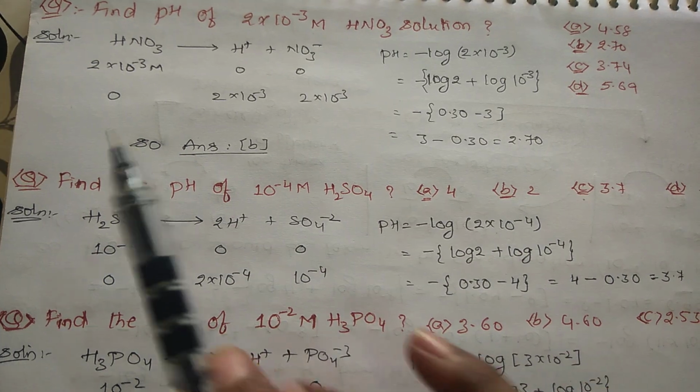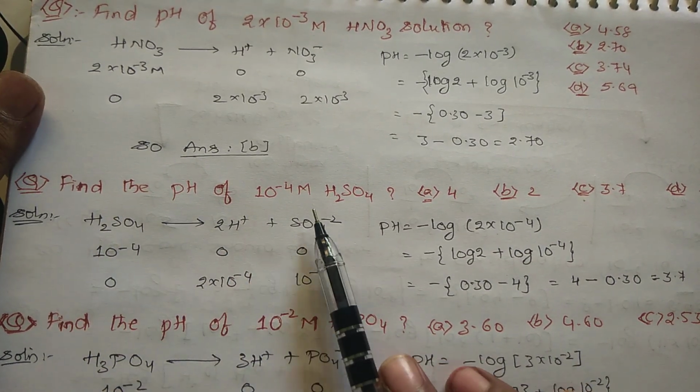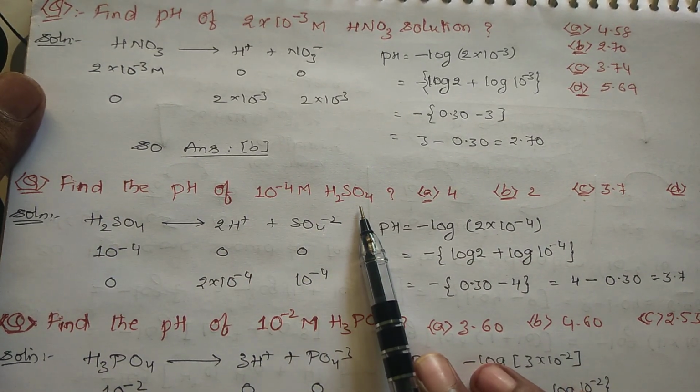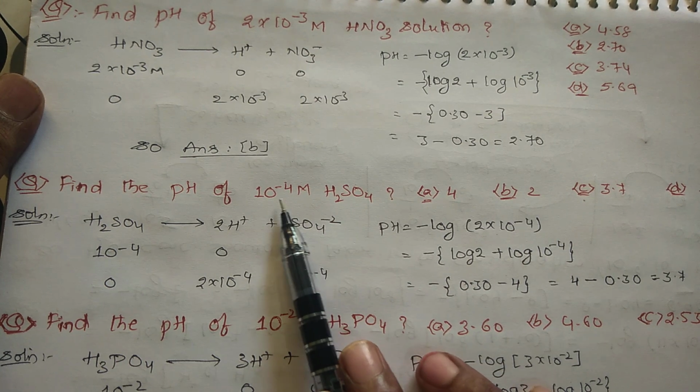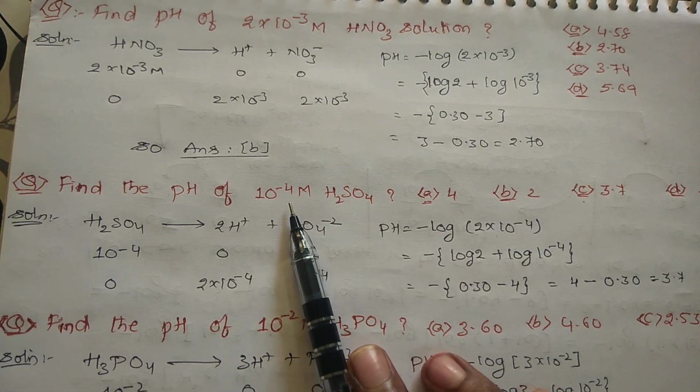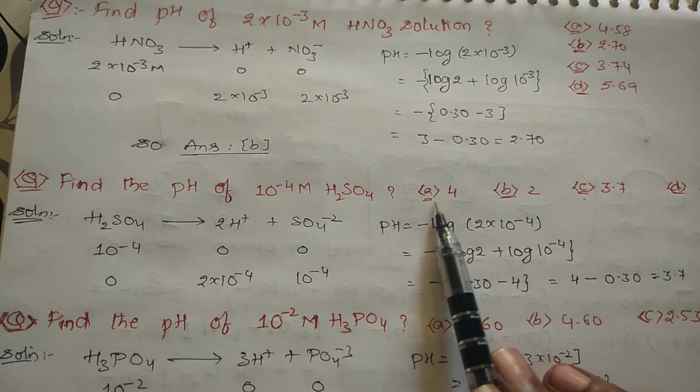So now you see here, find the pH of 10 power minus 4 molar H2SO4. See, this is not a monobasic acid. Students, are you clear? This is not a monobasic acid. So if you apply the negative logarithm of 10 power minus 4 directly, what does it become? You will get the answer 4. You will be marking this one.